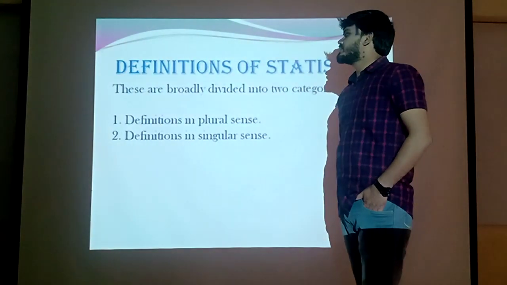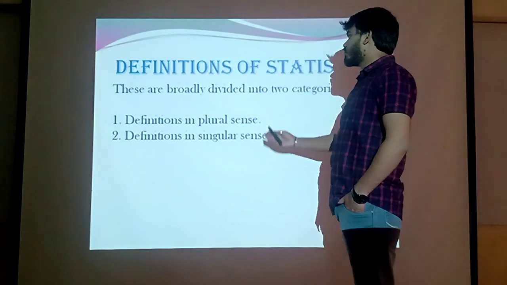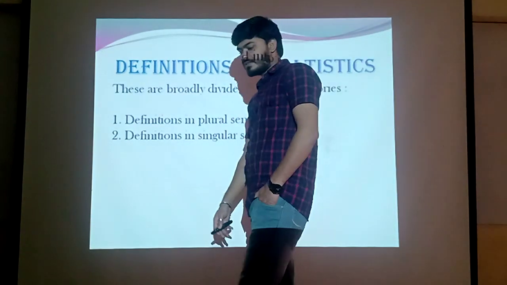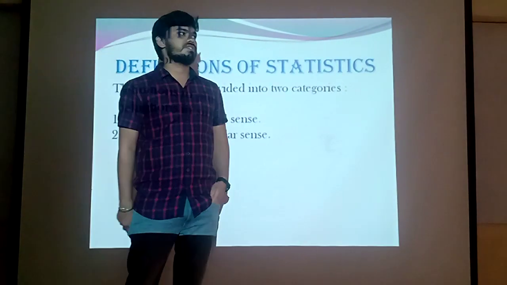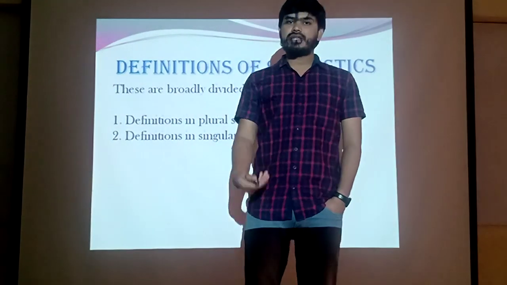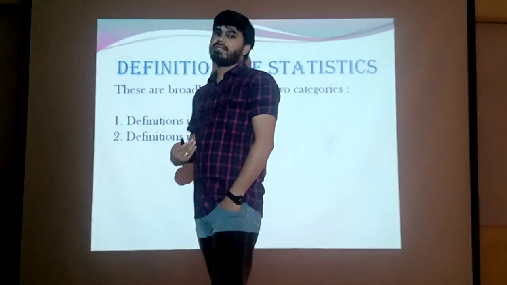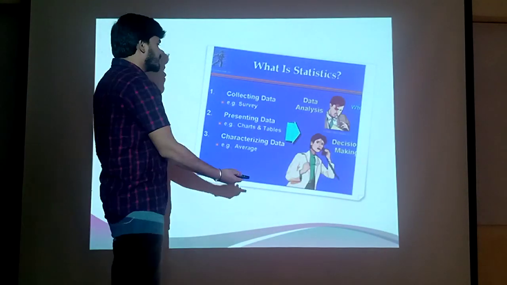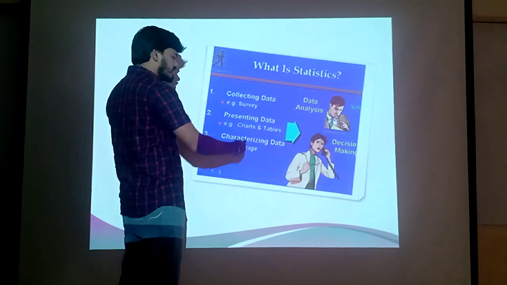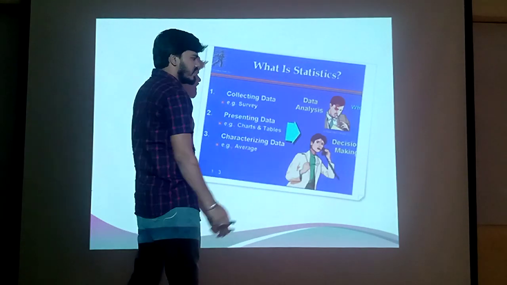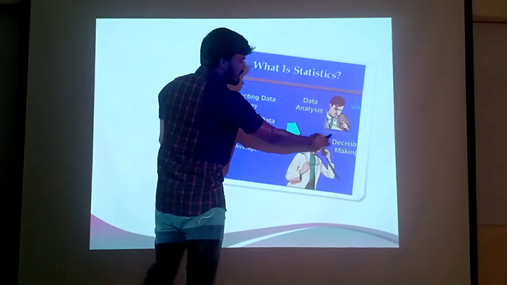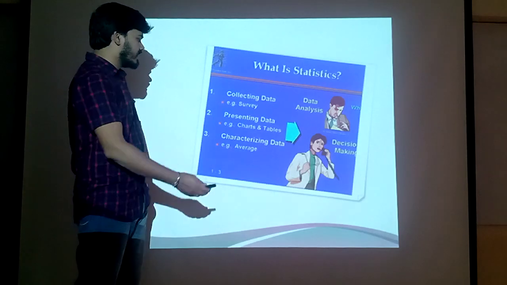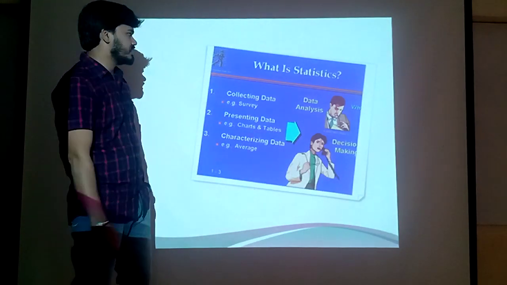Next, we have already discussed the definition of statistics. They are broadly divided into two categories: the definition of the plural and the definition of the singular. And there are two branches of statistics: one is statistical methods, and the second is applied statistics. The meaning of statistics is collecting the data, presenting the data, characterizing the data, and finally analyzing the data. It helps to take better decisions in an economy. Is it clear? These we already discussed in the previous session.